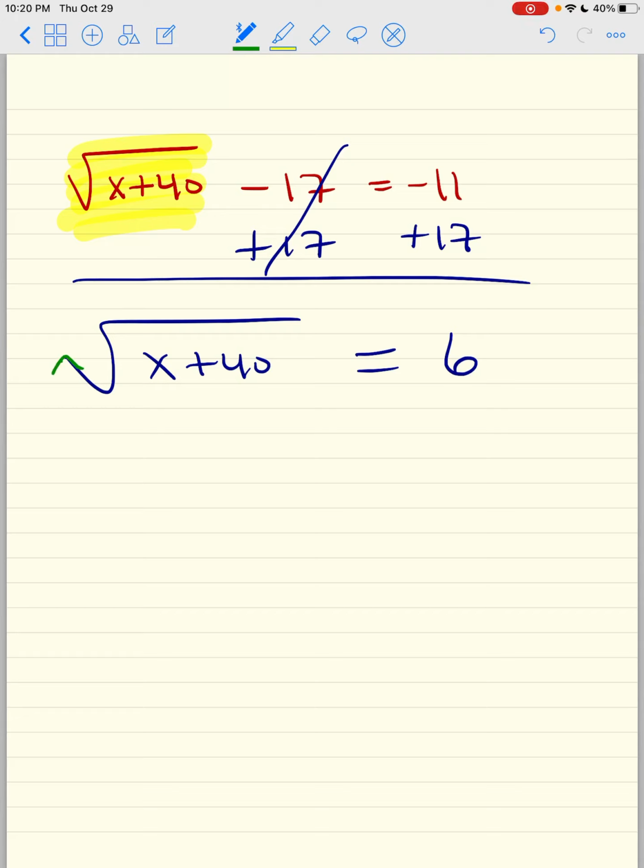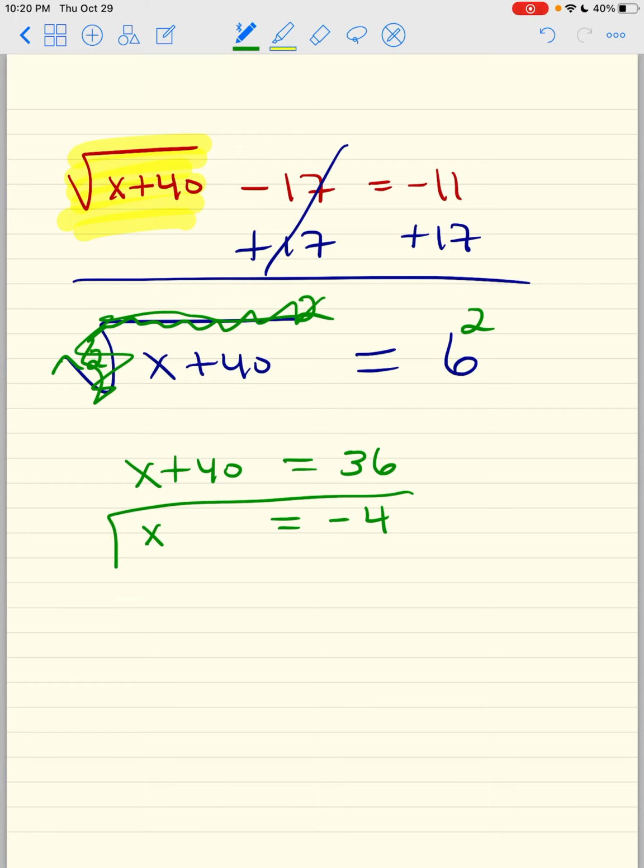In order to get rid of this, I'm going to have to square both sides. Now, many people don't tell students why, but basically there's a little 2 hiding here, because the square root of x plus 40 is really x plus 40 to the 1/2. So if you raise both sides to the 2, these guys will cancel out. So that's all. Once you get that, they go away, and 6 squared is not 12. 6 squared, you have to just say to yourself, 6 times 6 is 36. And then you're going to minus 40, and you get negative 4.